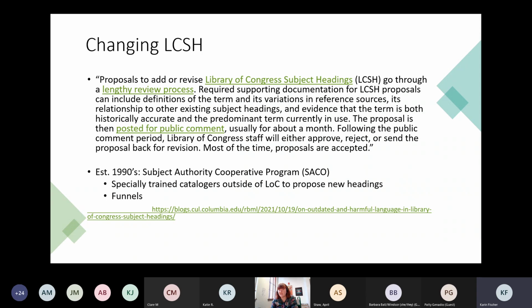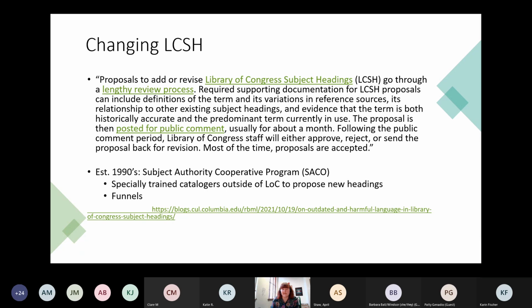They call it a literary warrant, where you basically provide a bibliography of where this term is present in these materials, which I think is an interesting kind of flow. The terms are not changed just because, in theory, we're thinking about them. No, there are specific books that would warrant this as a subject heading, and that can be used to get subject headings put into the controlled vocabulary. There's a series of public comments, and then Library of Congress staff will either approve, reject, or send the proposal back for revision.